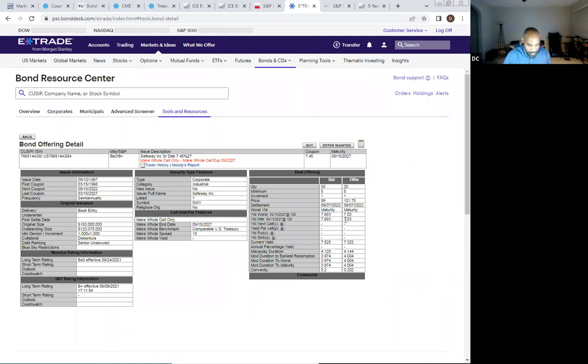I take my 2.55% inflation. So my inflation adjusted rate is 4.8% if I buy this. Now, does that make sense? Those are the investment decisions that you have to ask yourself. Does it make sense for you to give Safeway $1,000?